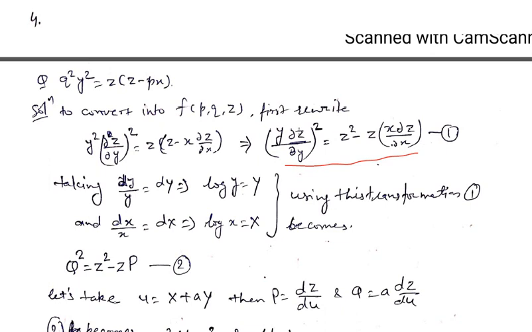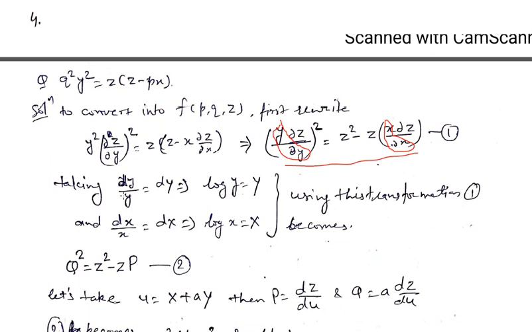Now if we want to remove y, we can put in place of dy upon y, taking another variable, d of capital Y, and in place of dx upon x we will put d of capital X. So x and y will be removed here.